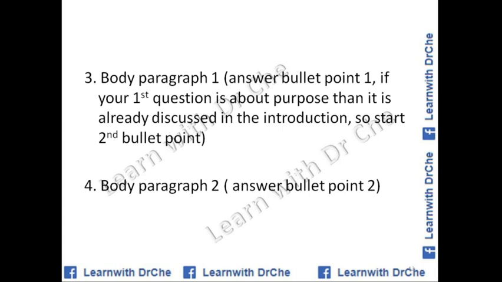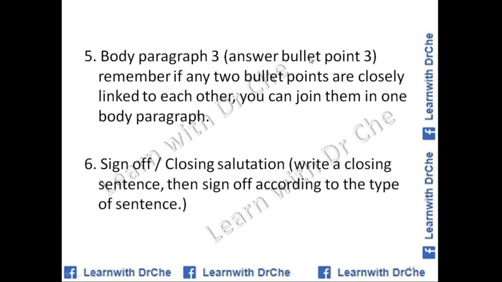Then you would write body paragraph 1. In body paragraph 1, you would answer bullet point 1. If your first question is about purpose, then it is already discussed in the introduction, so start with the second bullet point. In body paragraph 2, you would write bullet point 2 if it is not discussed already. And in body paragraph 3, you would write bullet point number 3. Remember, if two of the three questions that are asked at the end of the letter are closely linked to each other, you can join them in one body paragraph.